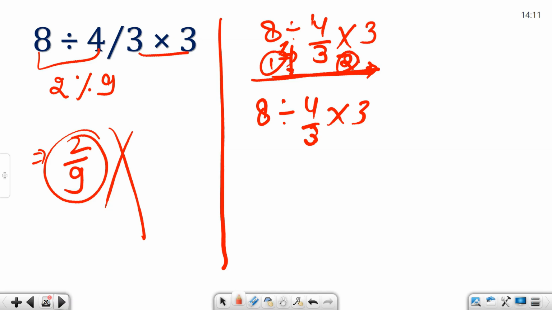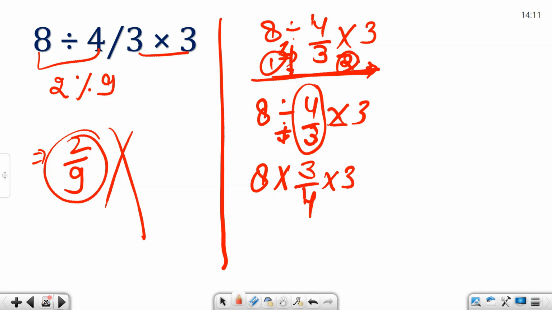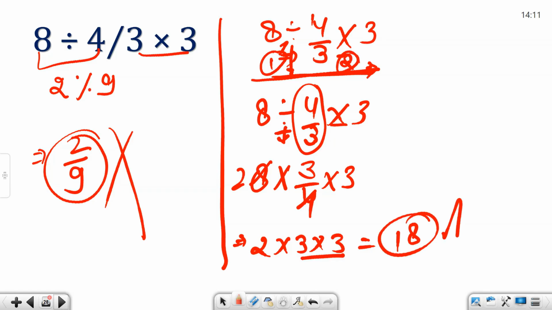Now, when it comes to division, and here this is 4 by 3, which is in the form of P by Q, we'll convert it into multiplication and reverse it. So 4 by 3 becomes 3 by 4, and this stays the same, into 3. Now, if we cancel out, 4 cancels with A, leaving 2, so it's 2 into 3, which is 18. This is the right answer.